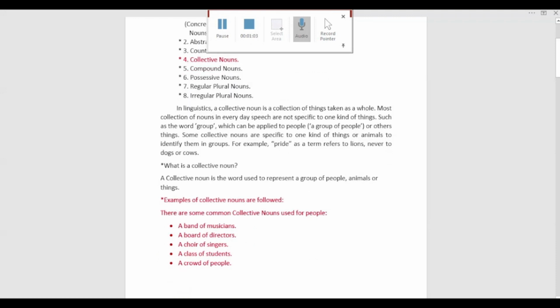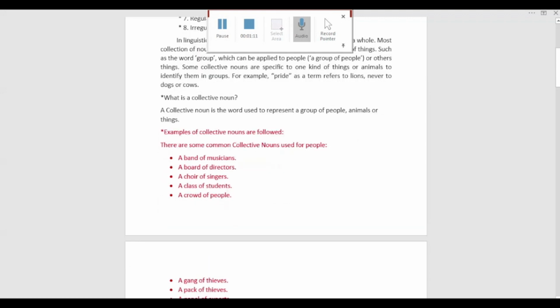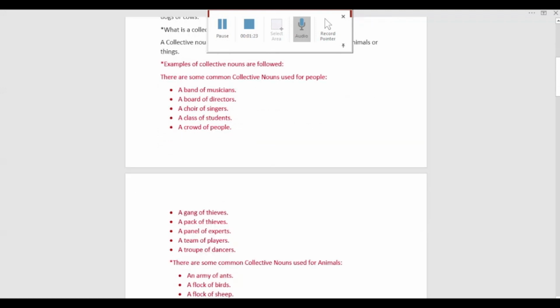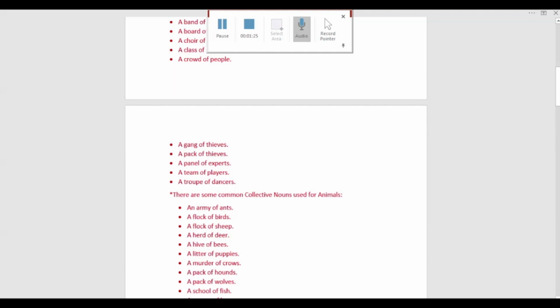Now coming to the point, what is a collective noun? A collective noun is a word used to represent a group of people, animals or things. Okay. So now we are going to see examples of collective nouns. We are going to see the common collective nouns used for people: a band of musicians, a board of directors, a choir of singers, a class of students, a crowd of people, a gang of thieves, a pack of thieves, a panel of experts, a team of players, a troupe of dancers.